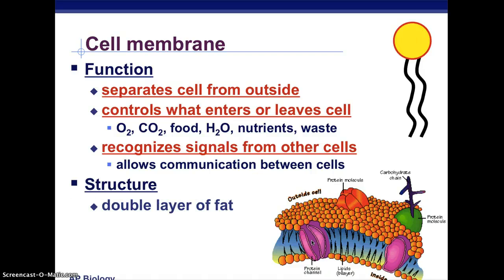The structure of the membrane is that it's made of a double layer of fat, a specific fat called a phospholipid, and it forms a phospholipid bilayer. And so you can see here each of the heads and tails. So here's one layer of the phospholipid bilayer, here's the other.